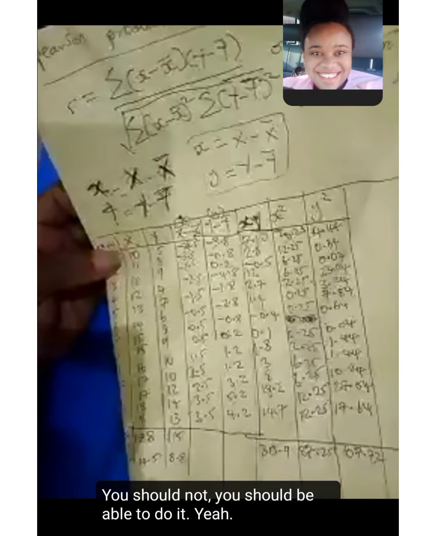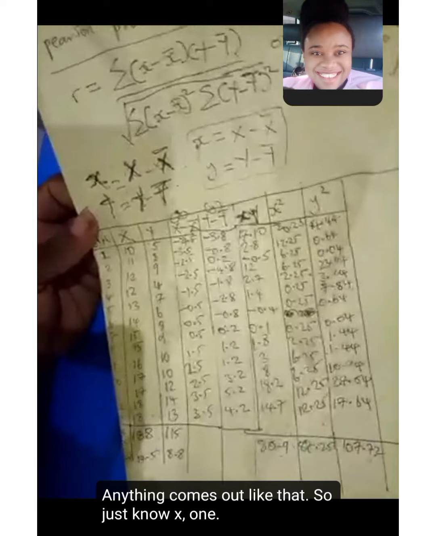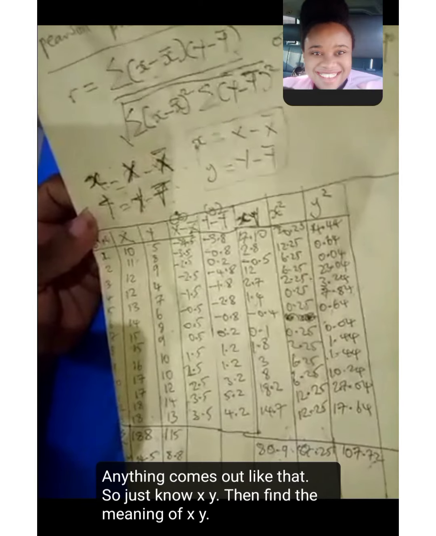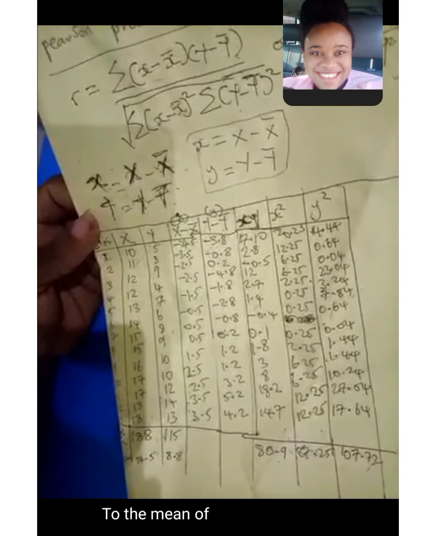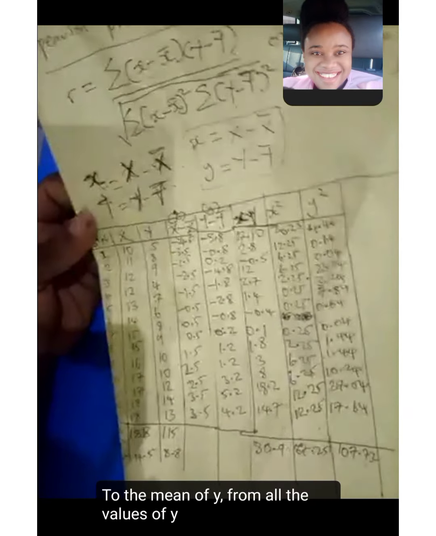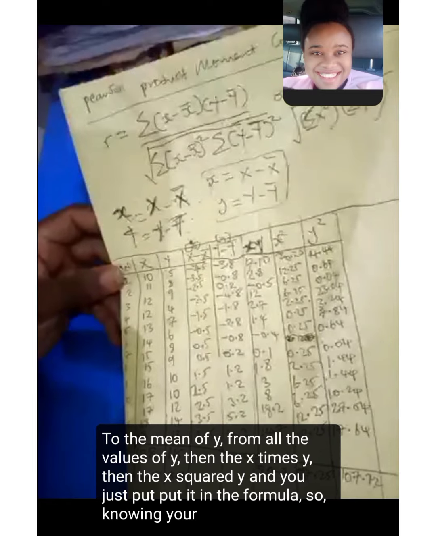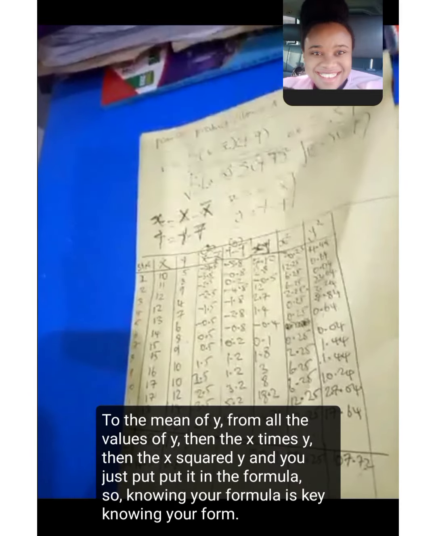So just know x, y, then find the mean of x, y, then subtract the mean of x from all the values of x, then the mean of y from all the values of y, then the x times y, then the x square, y square. Then you just put it in the formula. So knowing your formula is key. Knowing your formula is key. So I think it's already late. Any question on this one?